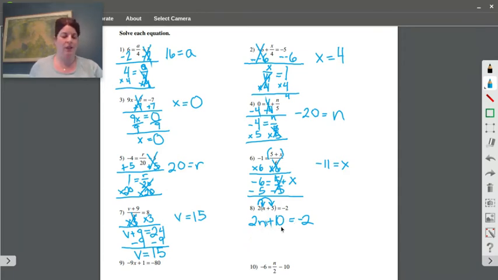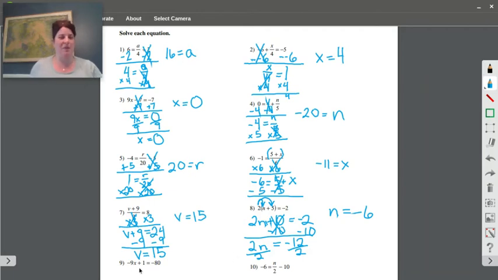So once again, we're going to subtract out the 10 from both sides, and we end up with 2n. Those cancel out. -2 minus 10 is -12. And then we're going to divide both sides by 2, and we end up with n equals -6.